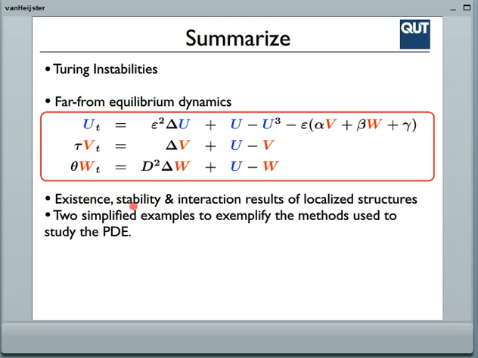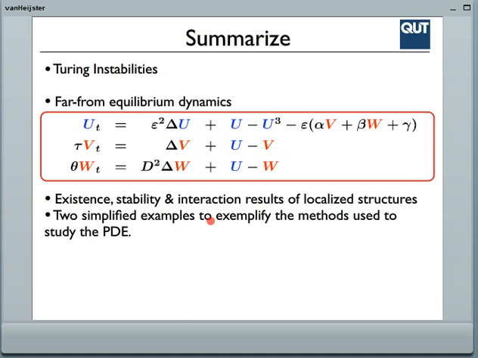It shows you results on existence and stability, and then in the end I gave you two simplified examples to exemplify how these methods, which I use to study this, are actually working.